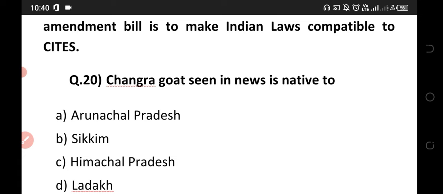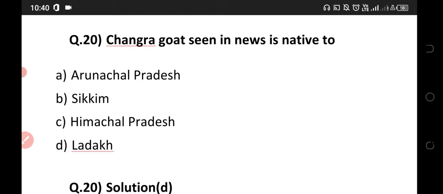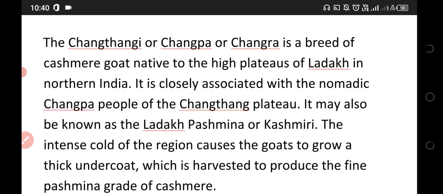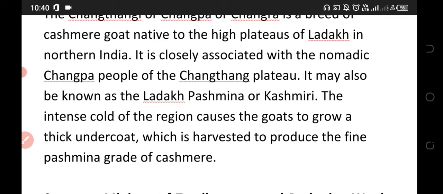Changara goat. What is it? Sir, Ladakh. The Changthangi, the Changpa, the Changara, is a breed of Kashmir goat native to the high plateau of Ladakh in northern India. It is closely associated with the nomadic Changpa people of the Changthang region. It may also be known as a Ladakh Pashmina or Kashmiri. The intense cold of the region causes the goats to grow a thick undercoat, which is harvested to produce the fine Pashmina, the trade of Kashmiri.